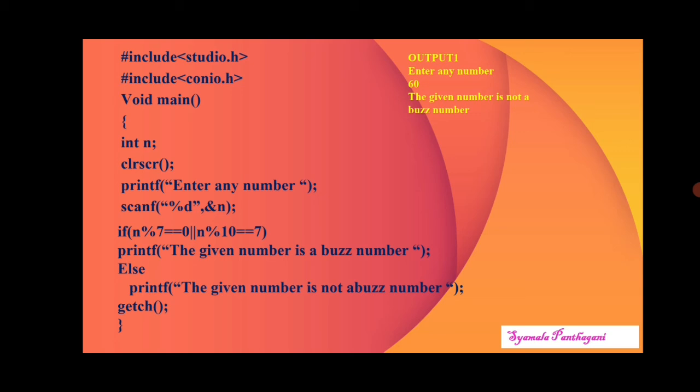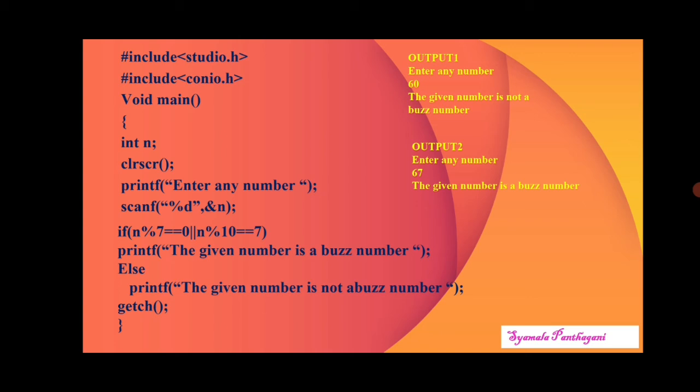Output 1. Enter any number. I have entered the number 60. Is 60 divisible by 7? No, false. Or is the last digit of 60 a 7? No, that condition is also false. That's why the given number is not a buzz number.